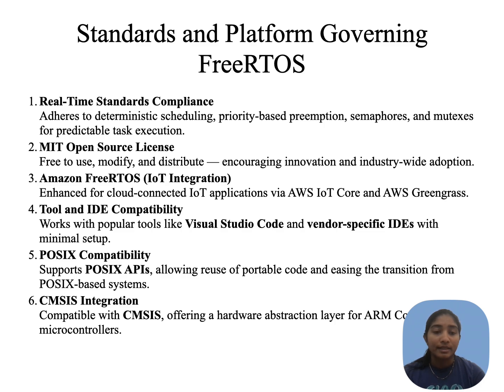Amazon FreeRTOS extensions enhance FreeRTOS with features for IoT applications such as integration with AWS IoT Core and AWS Greengrass. FreeRTOS is compatible with popular development tools like Visual Studio Code as well as vendor specific IDEs, making it easy to integrate into existing workflows. Lastly, FreeRTOS integrates well with CMSIS, the ARM Cortex microcontroller software interface standard, offering a consistent hardware abstraction layer for ARM based systems.